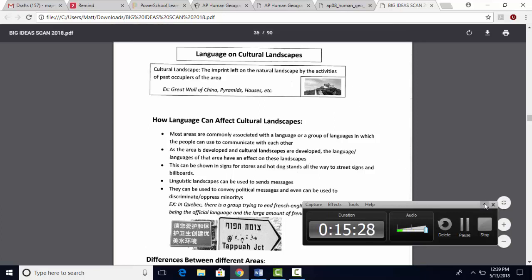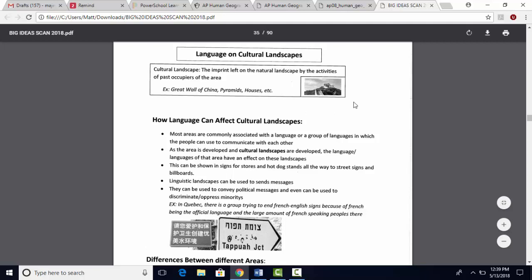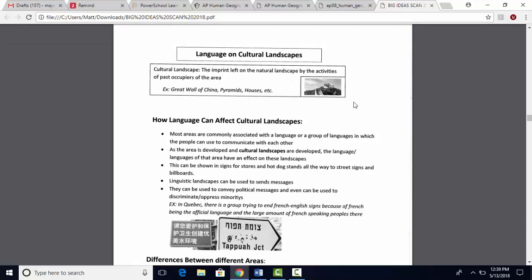So how does language affect the landscape? Well, remember, our cultural landscape is largely affected by language. Cultural landscape, remember, is the imprint left on the natural landscape by the activities of the people that live there or used to live there. So the Great Wall of China, pyramids, homes are all examples of cultural landscape. We're building cultural landscape every day today as well when we build new buildings and modify the environment for our own needs.